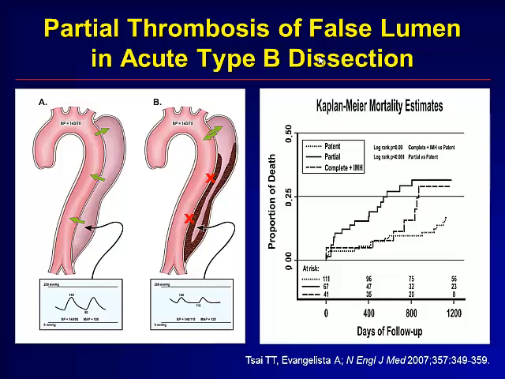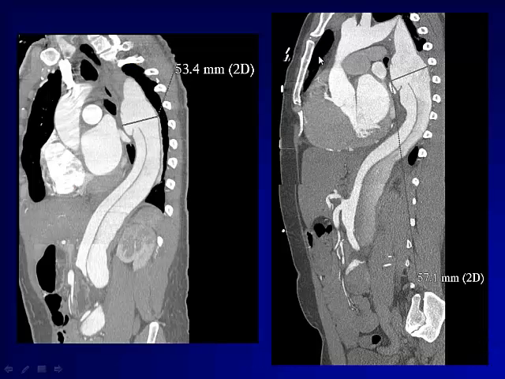We also know that partial thrombosis of the distal channel in type B probably closes off these reentry sites, and you get a blind loop up here and more expansion. And we've shown that those patients with partial thrombosis have a higher risk of death in the first 3 years after they've had acute type B dissection. Here's an example of a physician that I care for who was 53.4 at this juncture. Several years later, he partially thrombosed this, changed his reentry sites, and now his upper aorta is beginning to grow.